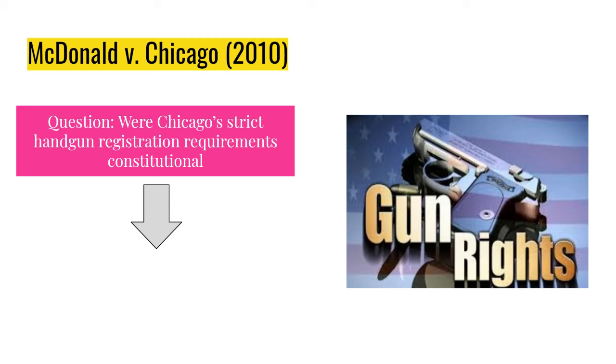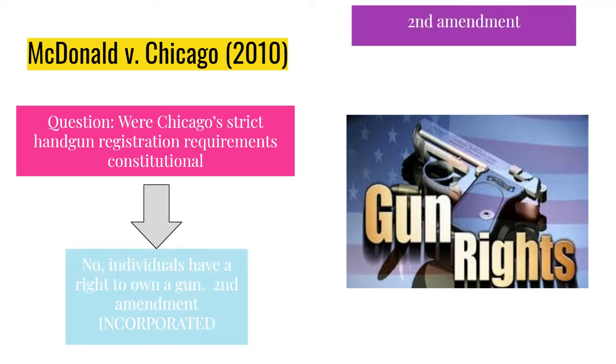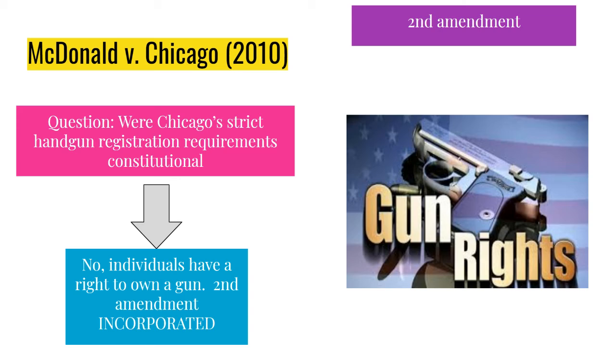These registration requirements were so strict that essentially this established almost a complete ban on handguns within the city of Chicago. This is obviously a Second Amendment issue, and the Supreme Court said that no, these restrictions were not constitutional, and they established that individuals do have a right to own a gun. This is significant because it officially incorporates, it makes the states follow the Second Amendment and protect an individual's right to own a gun.